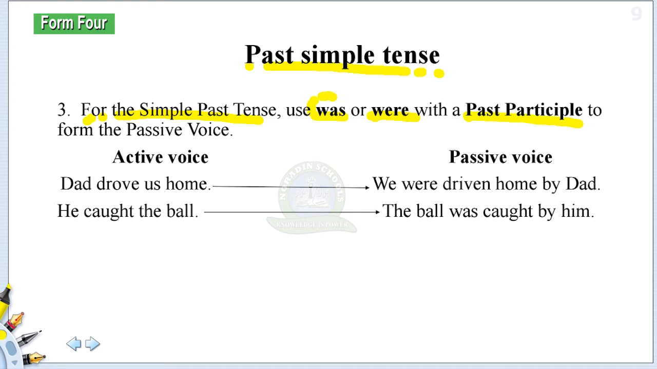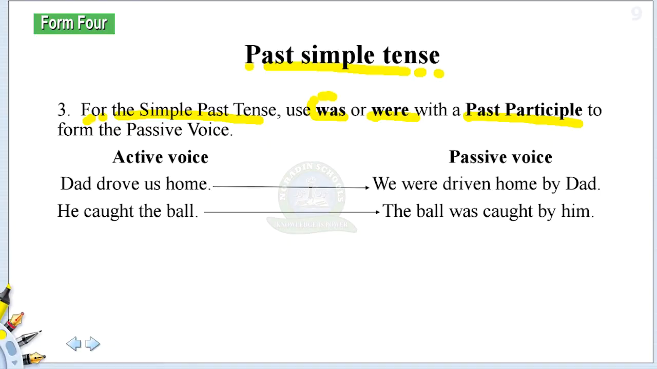So when you want to turn simple past tense sentences into passive voice, remember to use was, were, and the past participle. Very important. Look at the example. These are past sentences, and these are active sentences. Dad drove us home. It's a simple past.